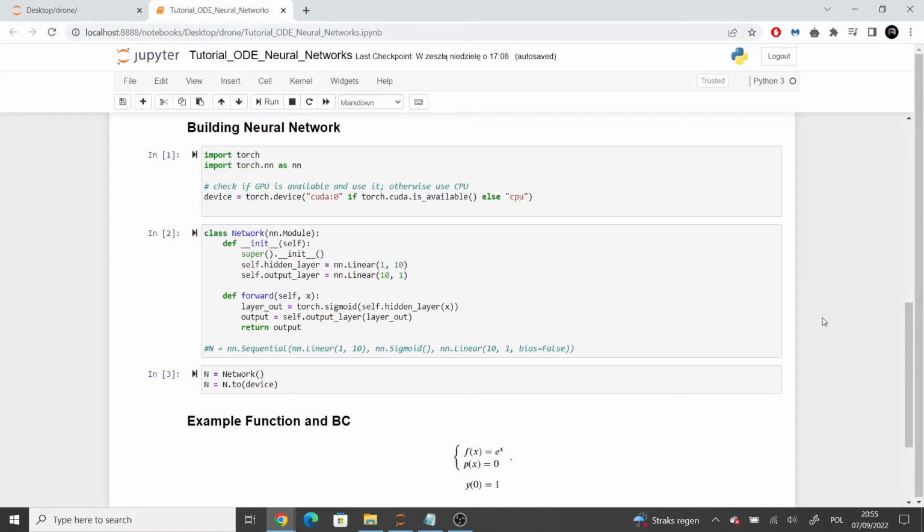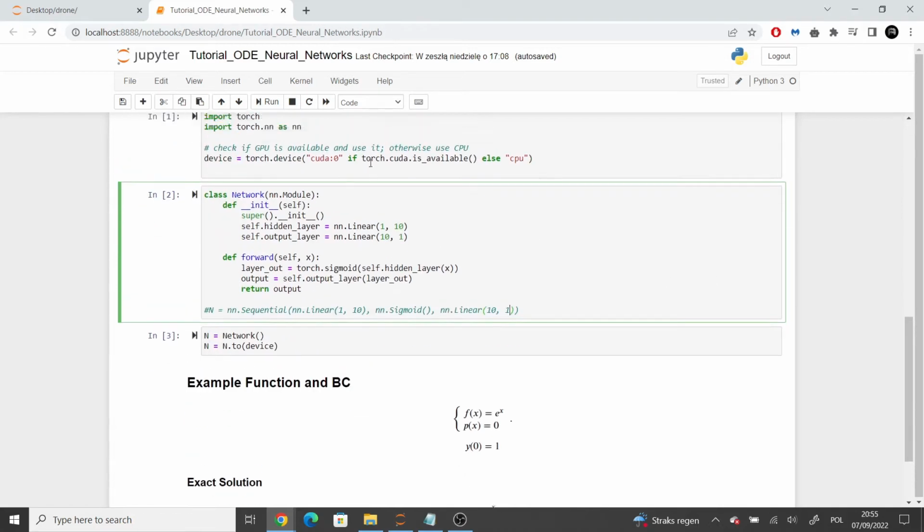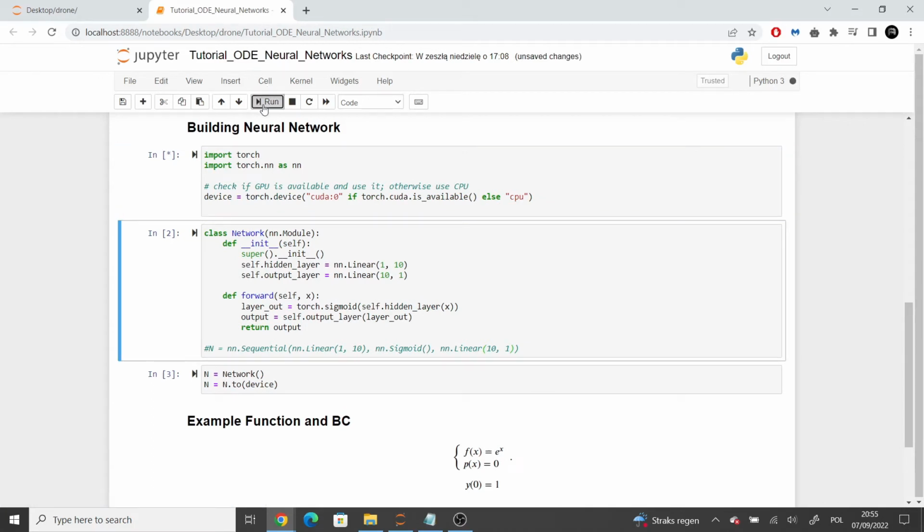So first we must define the neural network. This network will have one hidden layer, and the sigmoid function is used for the activation. Of course, this can be programmed using one line of code shown here in the comments, without the bias. But it is good to practice the more formal way of coding the neural networks in PyTorch. So let's run these lines.